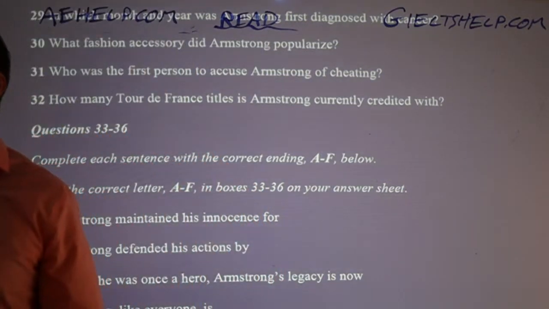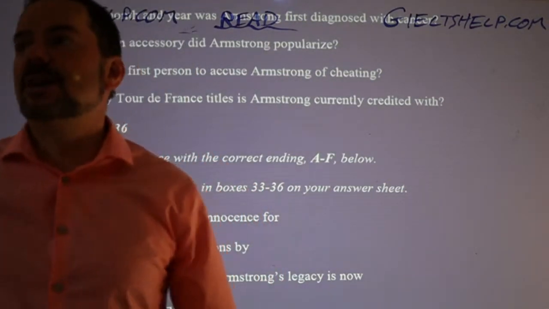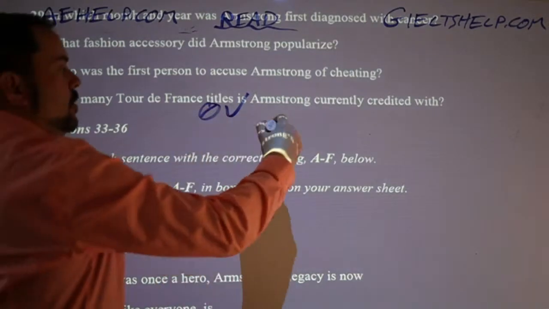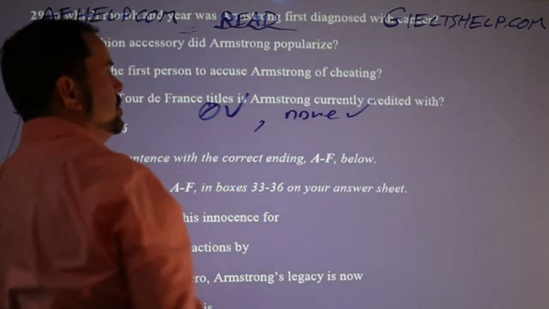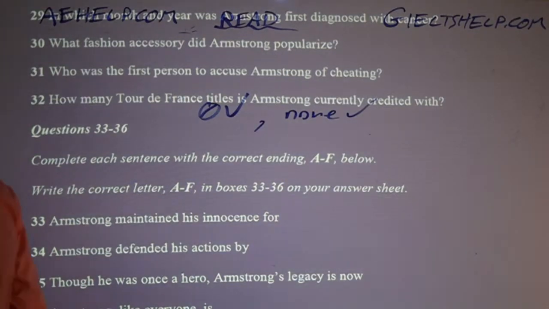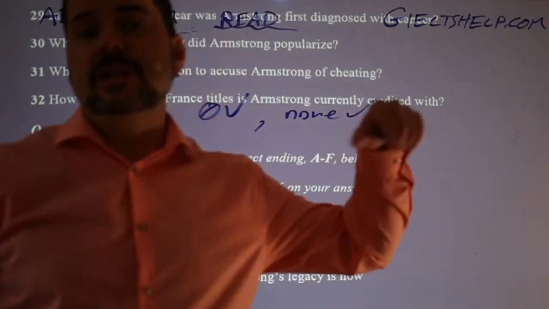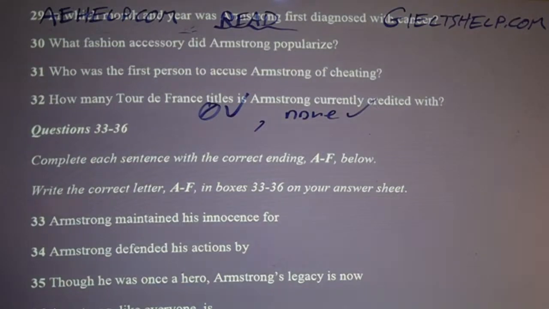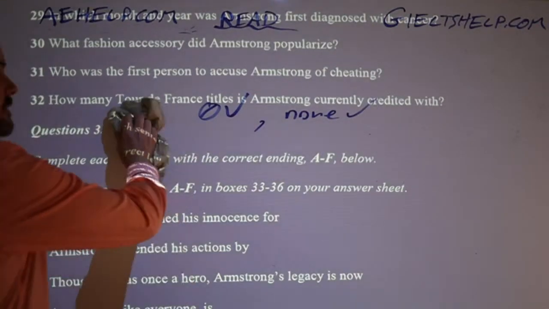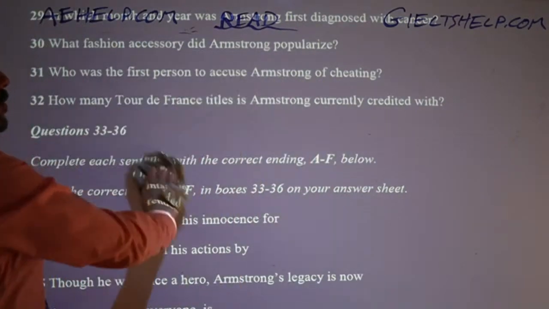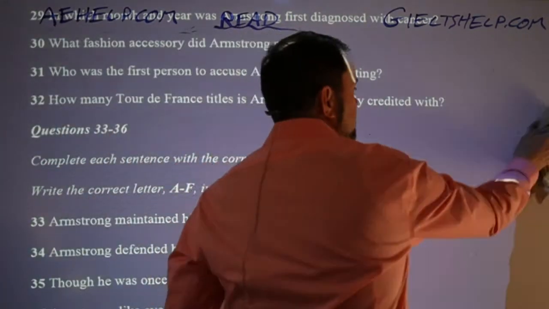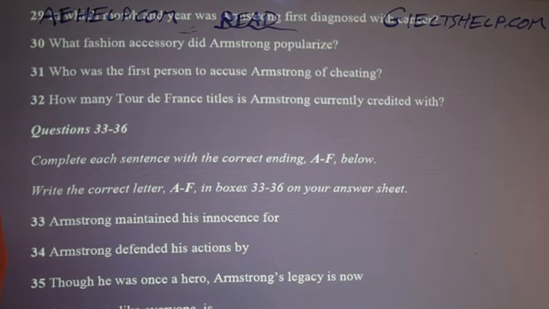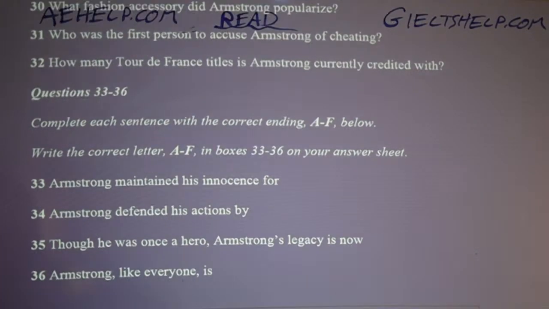Jackie Noguta says none. None works. Gurjivan says 0. Yeah, 0 is good. Okay. Or none is good as well. He used to have 7. Now he has 0. All of those titles were given out to all the second place finishers, right? So none, not 1. All of his 7 Tour de France titles were taken away from him. So currently Lance Armstrong has 0 Tour de France titles. Wow, that's painful, but it's the reality. Nil zip. Okay.